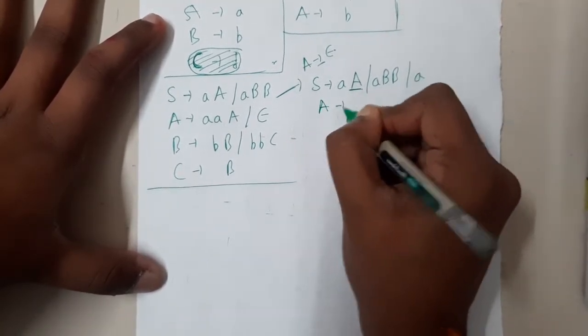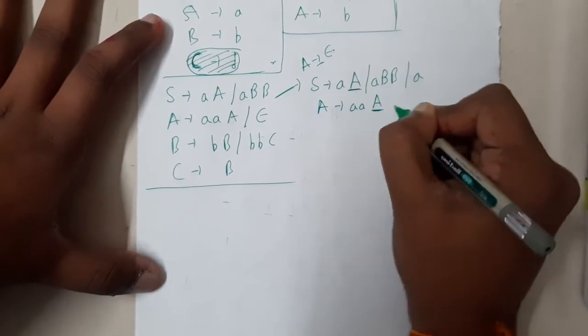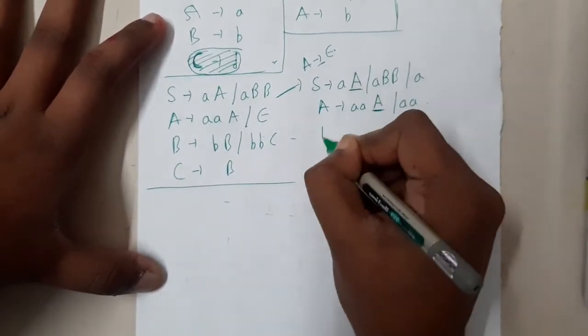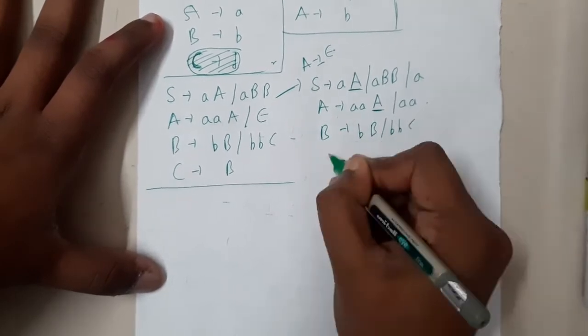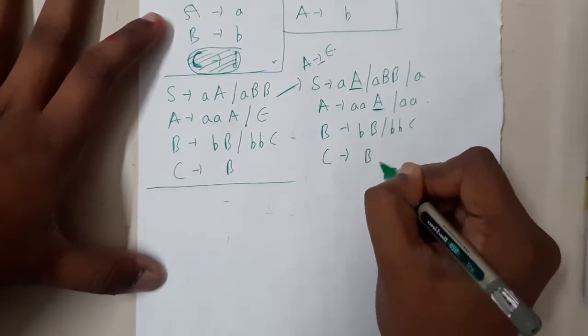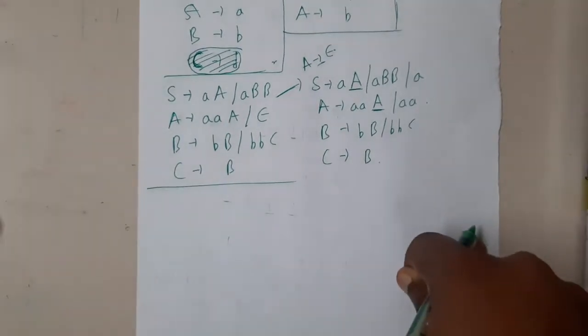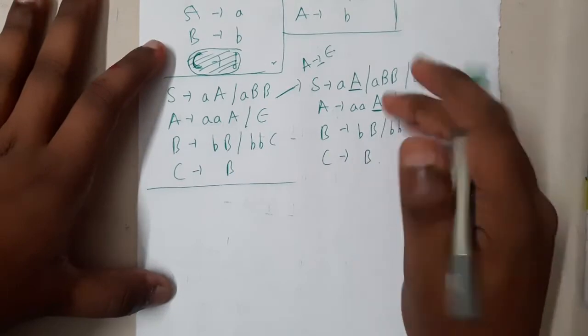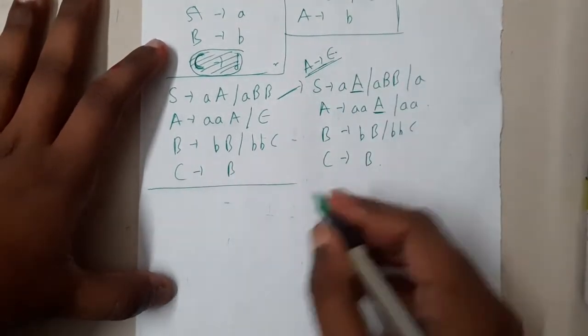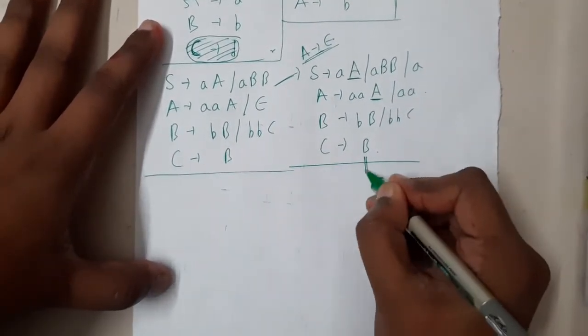Similarly, moving on here, I have A here, and I need to substitute there, so it becomes this way. Here there is no A, so there is no change. With respect to C also, there is no change. So what did I do successfully? We successfully eliminated this epsilon production. Once that is done, what is the next step, guys?